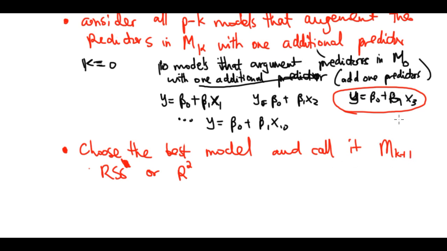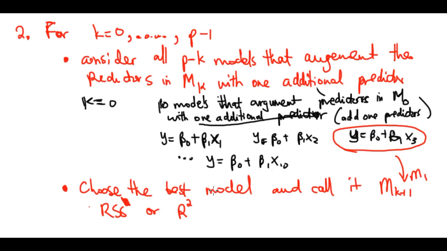In that case, what is our k? K equal to 0. So this becomes our M1. We have our M1 on the side, and then we go back in the for loop. The for loop says, okay, now our k is equal to 1.